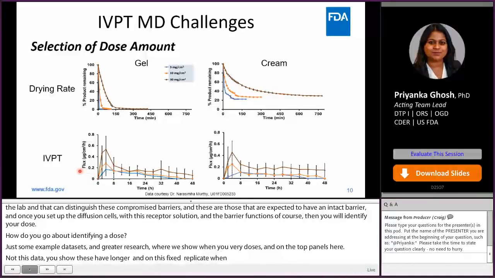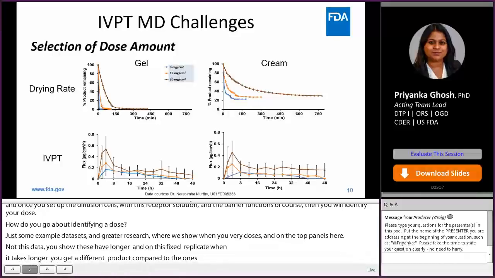So the key take-home point here is you may be able to conduct very simple drying rate experiments to be able to identify a dose that you may then want to evaluate during your IVPT method development studies.